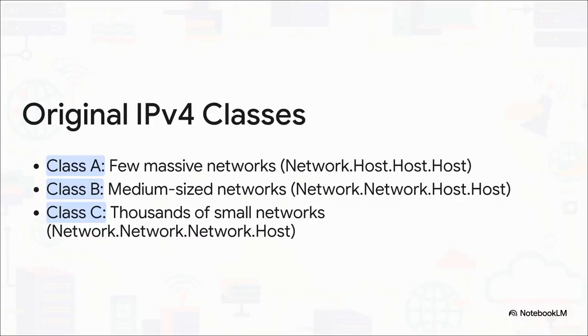Way back in the early days, the internet was carved up into these big neighborhoods called classes. Class A networks were absolutely massive, meant for just a few giant organizations. Class B was for medium-sized places like universities, and Class C was for thousands and thousands of small networks. It was a simple, if a bit rigid, way to divide up the internet.